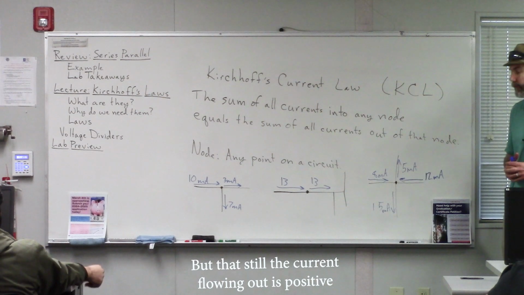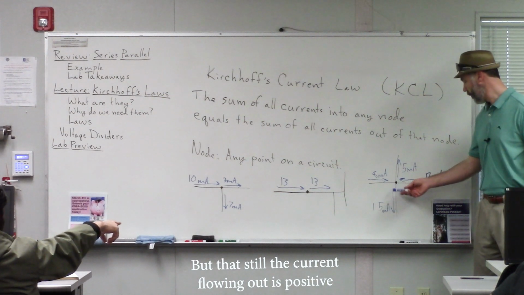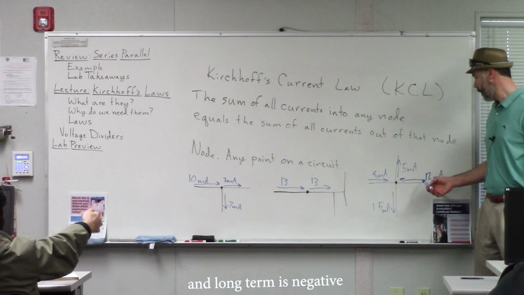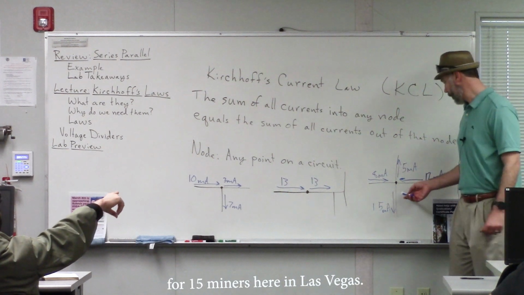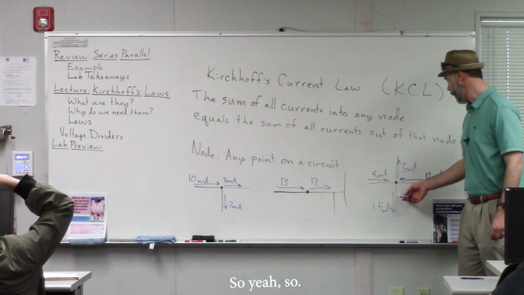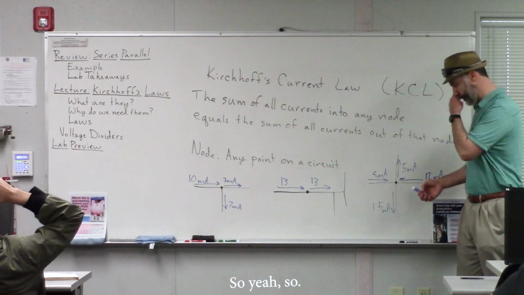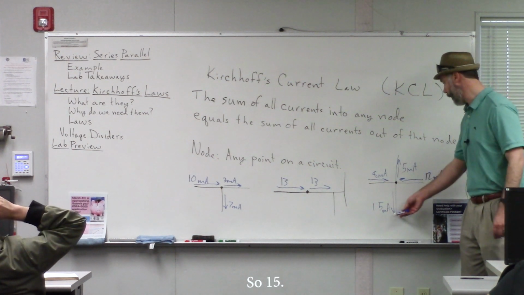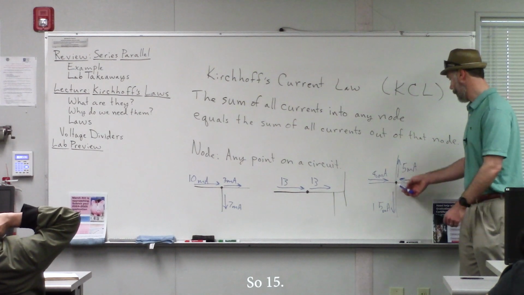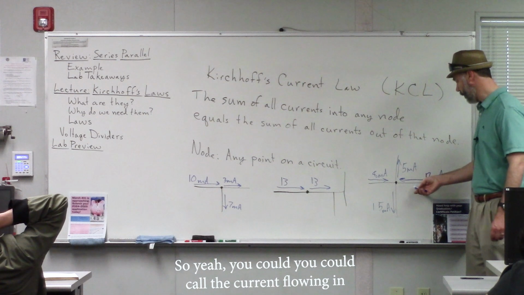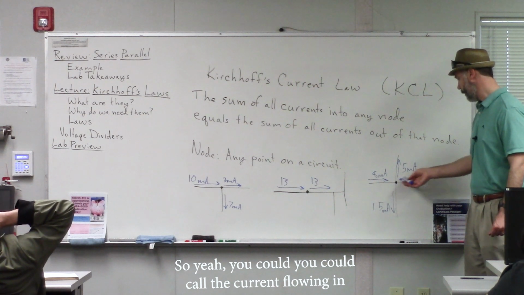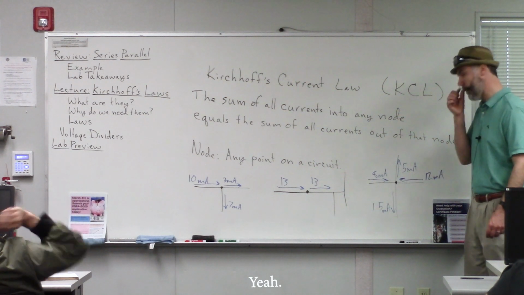What's that? So the current flowing out is positive and the one flowing in is negative. So 15 minus 8 plus 5. Yeah, so 15, minus, so you could call the current flowing in positive or negative, on that calculator.